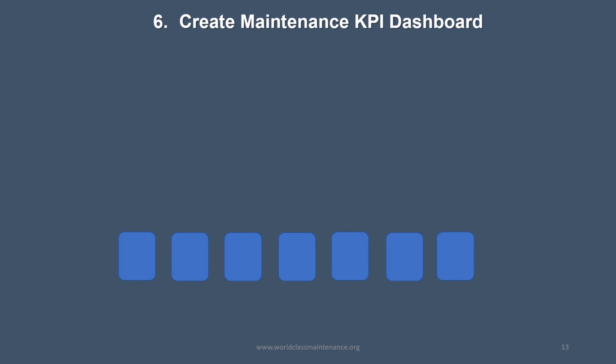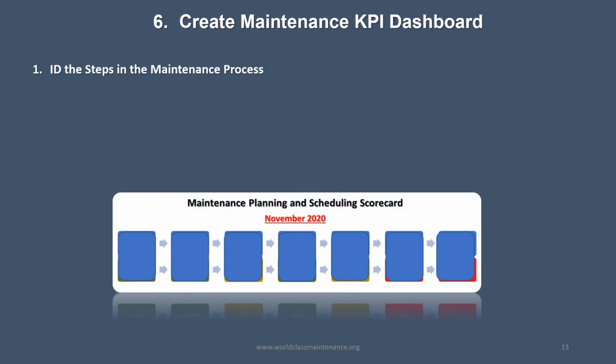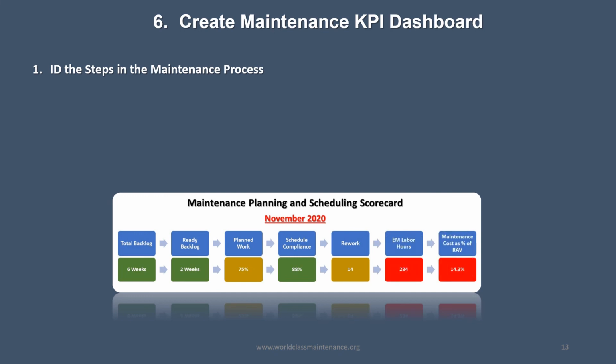So step 7 is creating a maintenance KPI dashboard. You have to know what you're doing in order to be effective. So identify the steps in the maintenance process. It could be total backlog. We want to manage total backlog. We have ready backlog, planned work, schedule compliance, rework, emergency labor hours, and maintenance costs as a percentage of replacement asset value.